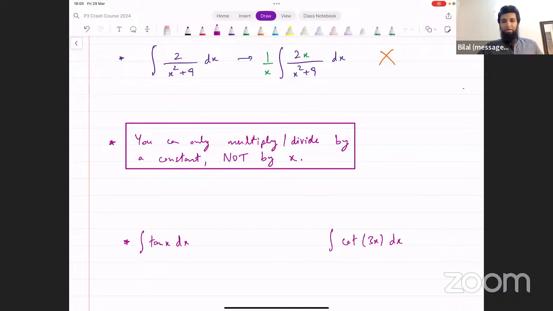Please try this for tomorrow. Tan x and cot of 3x. Think of how the ln rule, the rule that we've just discussed, could work on these two examples. And this is something that you need to remember then, that tan x can be integrated using the ln rule, cot of 3x can be integrated using the ln rule. But we will discuss this in more detail tomorrow then.